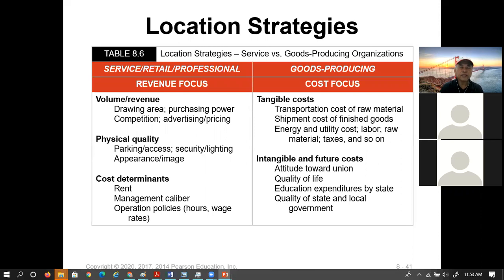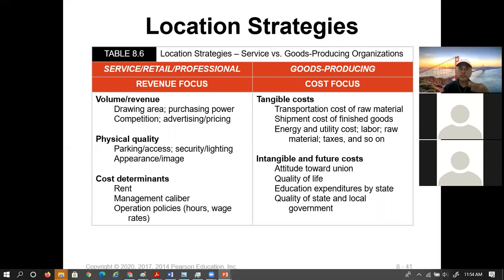In the volume, in the service, for example, we need the drawing area, purchasing power, competition, advertising or pricing. On the other hand, when we produce the good, this is regarding the tangible cost: transportation, shipment, energy, labor, raw material. So all of this is tangible cost. But in the service, we do not have such kind of raw material, because the service usually uses human or labor service to provide any service to the customer.